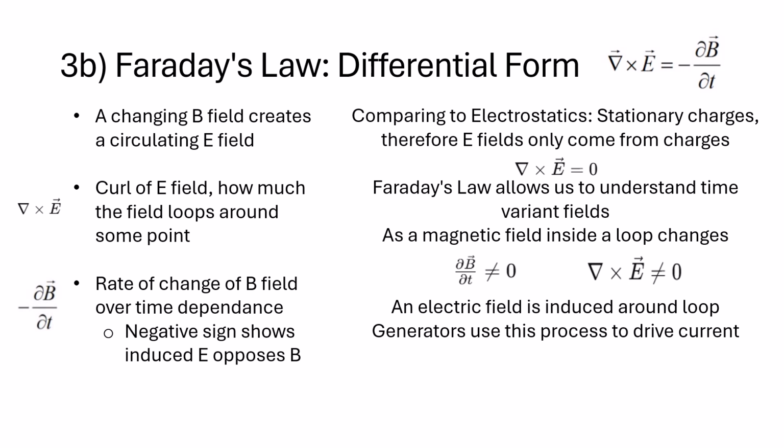So comparing to electrostatics, where the curl of the electric field always equals 0, this is with stationary charge, therefore electric fields can only come from charges. And Faraday's law allows us a deeper understanding when using time-varying fields. So as a magnetic field inside a loop changes, an electric field is induced around that loop. And generators use this process to drive current, for a physical example.